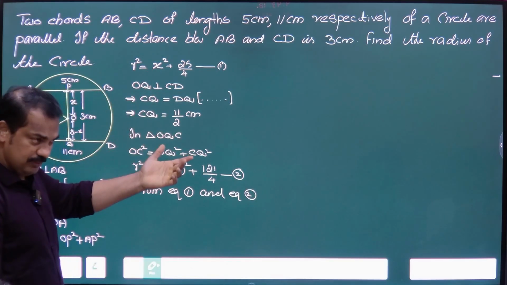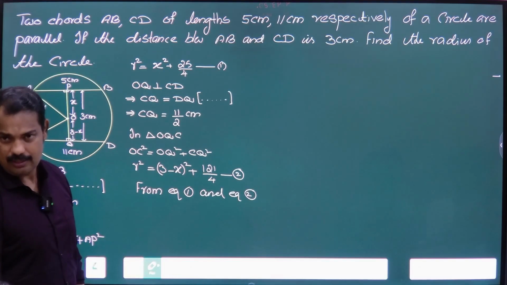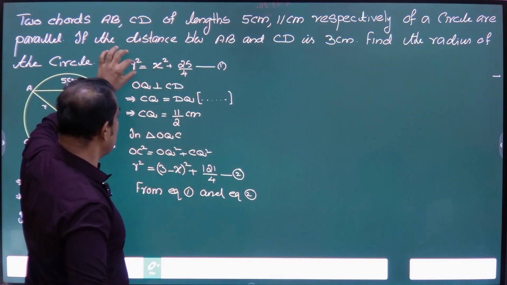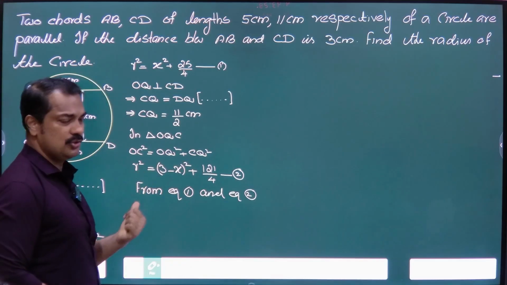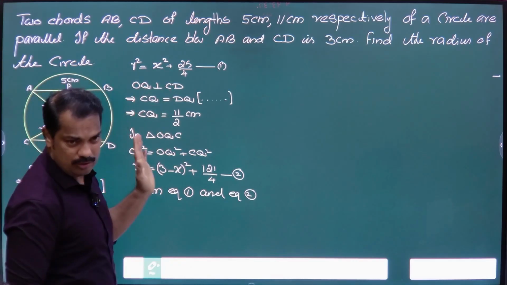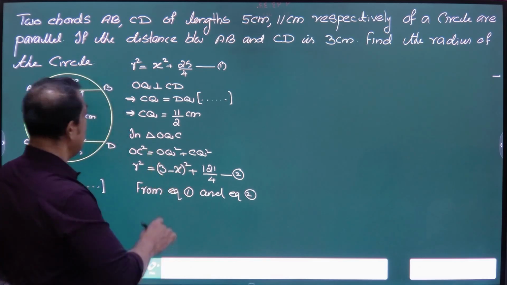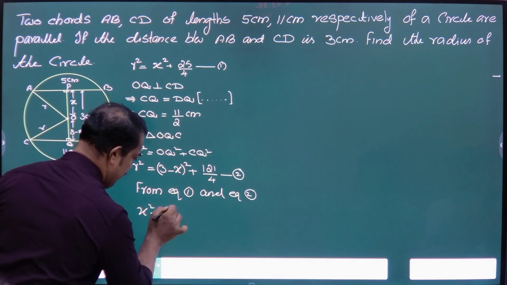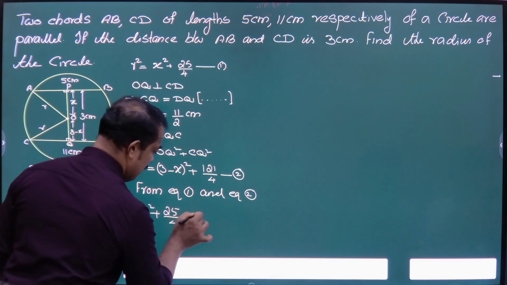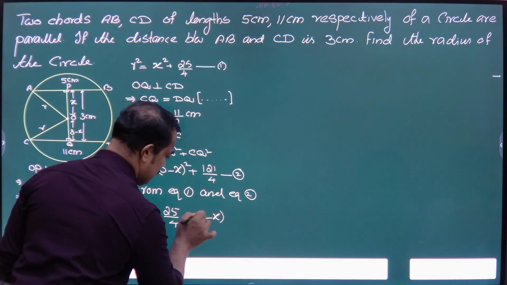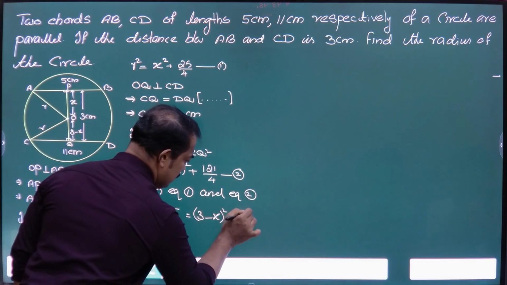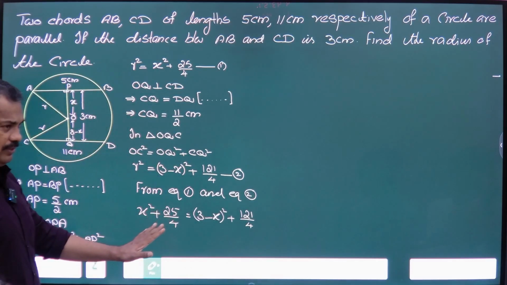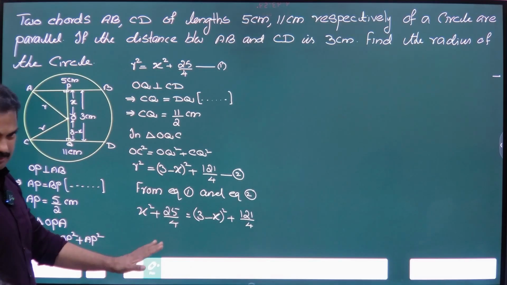Things which are equal to the same thing are equal to one another. The first equation is equal to R square, the second equation is also equal to R square. So we can say these two equations are equal. So x square plus 25 by 4 equals 3 minus x whole square plus 121 divided by 4. Any doubt? Steps clear? Okay.